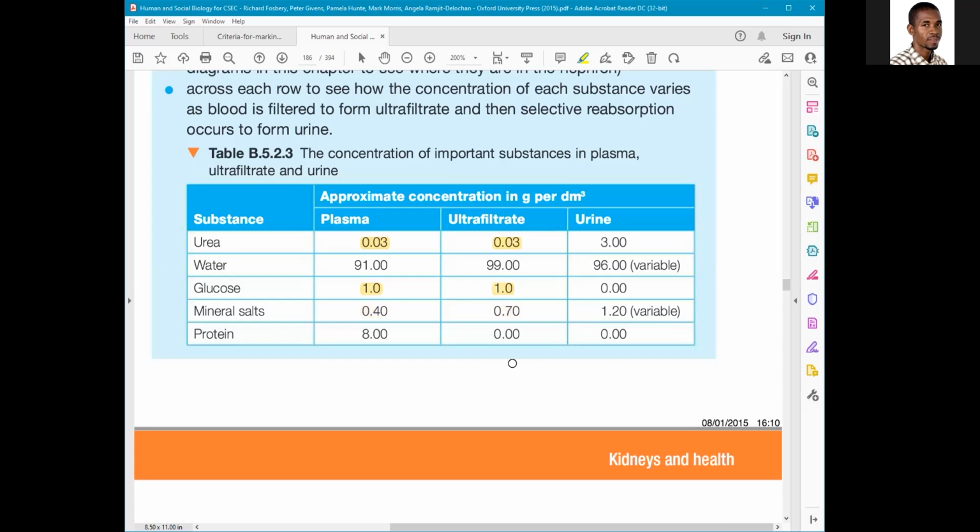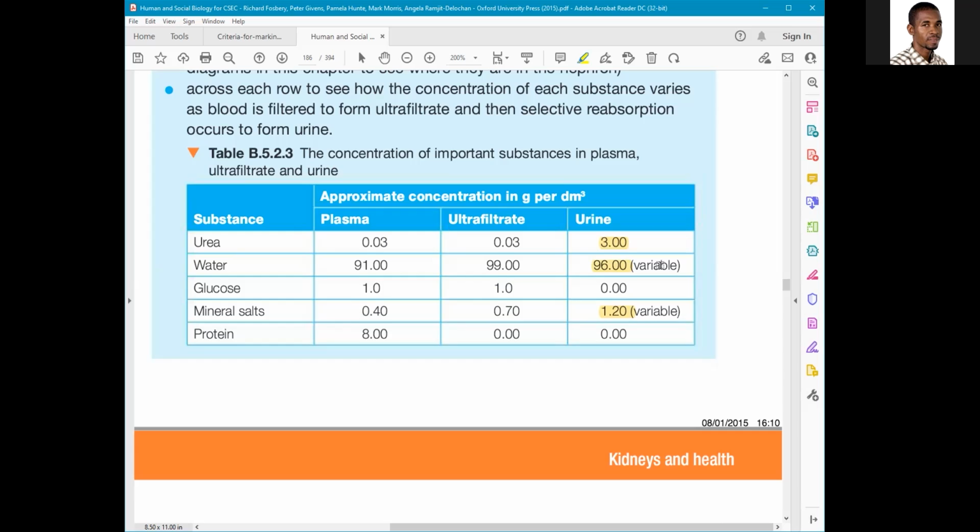So for the substances that increase in the urine, you have an increase in urea, you have an increase in mineral salts, and you have an increase in water. But for these last two, the amount would vary based on conditions in the person's body, like the concentration of the blood, how thirsty they are, how much they're sweating, how much water they lose through the skin and all those other things.